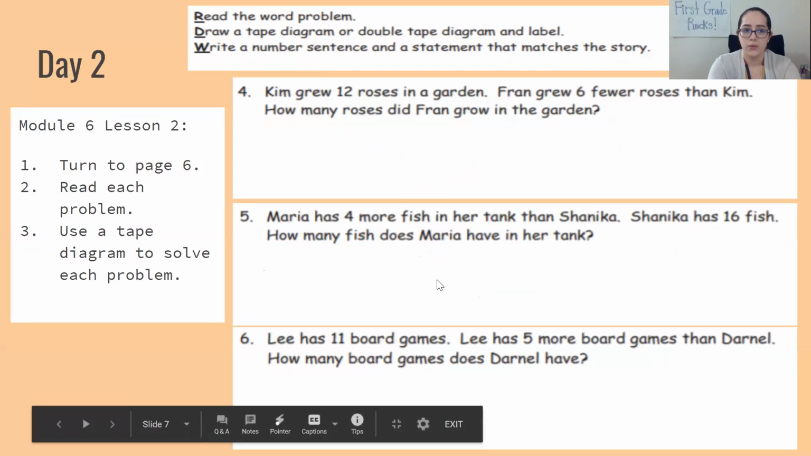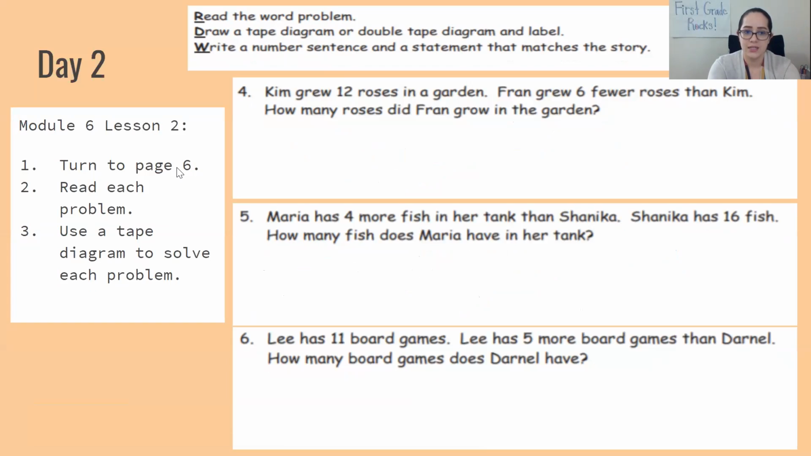All right, and continuing with day 2 on page 6, we have 3 more problems. I'm going to go ahead and read these as well and have students complete on their own. Number 4, Kim grew 12 roses in a garden. Fran grew 6 fewer roses than Kim. How many roses did Fran grow in the garden?